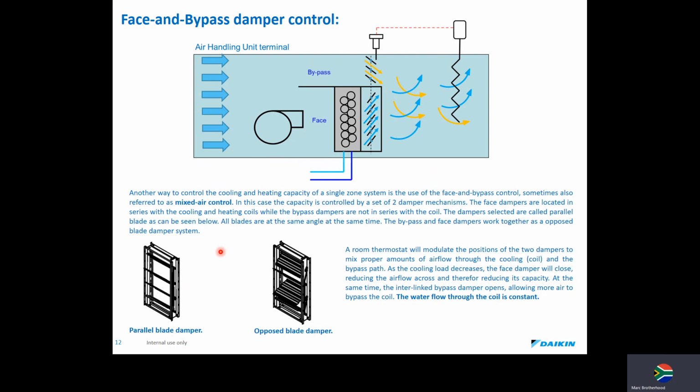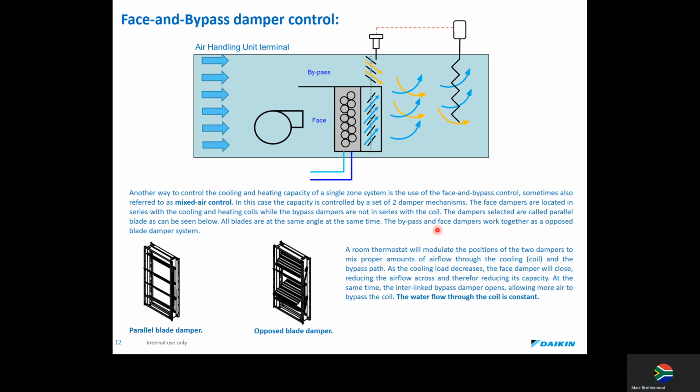The stats then control the angle of attack on these damper blades. So another way to control the cooling and heating capacity of a single zone system is to use face and bypass control, sometimes also referred to as mixed air control. In this case, the capacity is controlled by a set of two damper mechanisms. There's the one damper mechanism and there's the other. Face dampers are located in series with the cooling coil and or heating coils, while bypass dampers are not in series with the coil. You can see they're not in series.